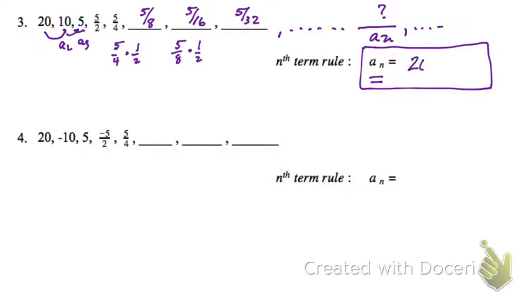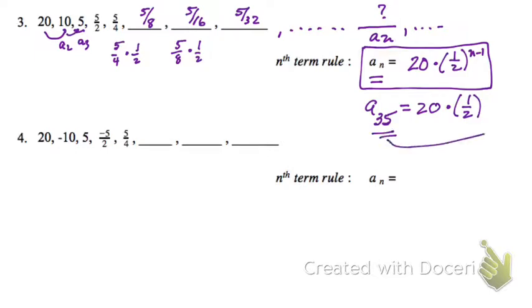Well, you start at 20 and you start multiplying by a half. How many times do you multiply by that half? N minus 1 times. So if I'm going to the 35th spot in line, I can tell you this. I know exactly how many 1/2s I would multiply by. I would multiply by 34. Okay?